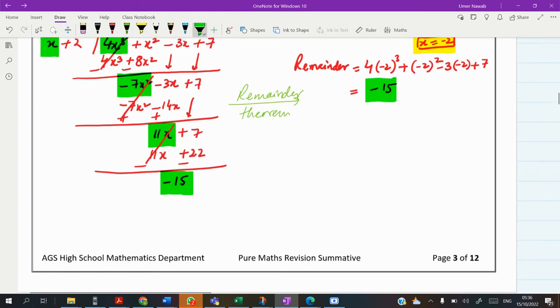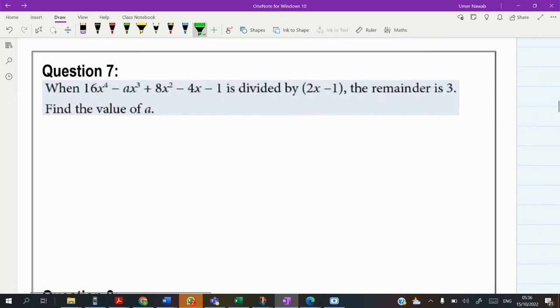Now let's move to the next question. Question number 7. We have here a polynomial of degree 4, divided by, again, a linear polynomial, and the remainder is 3. Look, in advance the remainder is provided, so he must have left an unknown in the question. Yes, in the dividend he leaves a. So he will ask you to find the value of a.